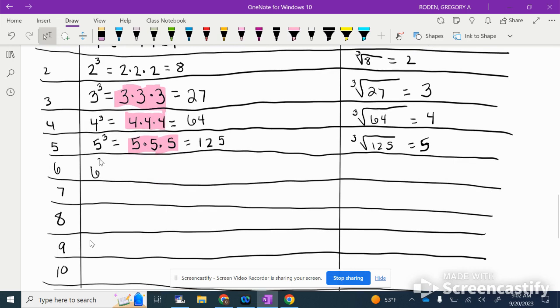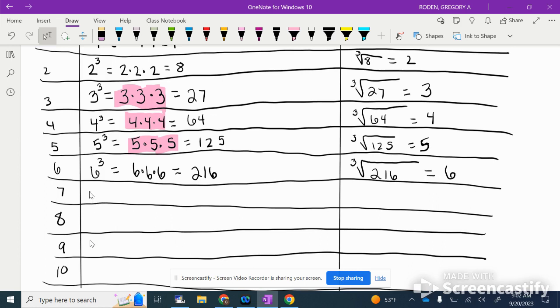6 to the third power. Now, for the sake of time, I'm just going to ask Mrs. Galler to tell me what 6 times 6 times 6 is. 216. So we're all writing this out. Thank you, Mrs. Galler. So we have the cube root of 216 is equal to 6.